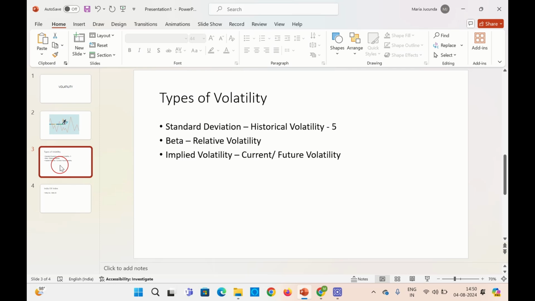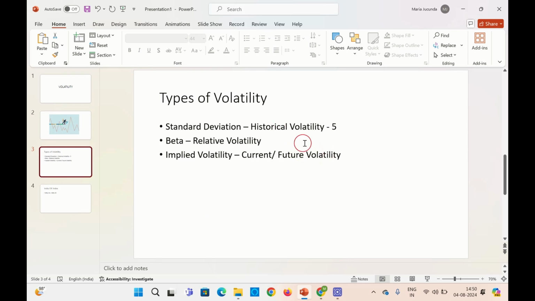When I talk about the different types of volatility, we basically have three types that we have to understand. The first one is called standard deviation, which measures the historical volatility. The second one is called beta, which measures the relative volatility, and the last one is the implied volatility. Now we'll go one by one.